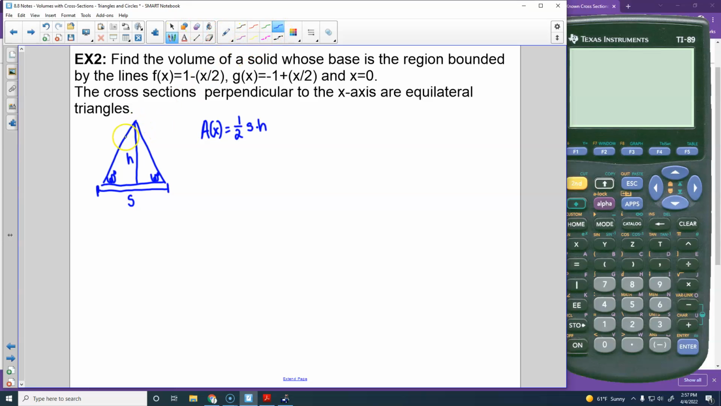This top one's right here. This would be a 60-degree angle that would be split in half. So it'd be 30 and 30, which gives us one of those special right triangles. So 30, 60, 90.